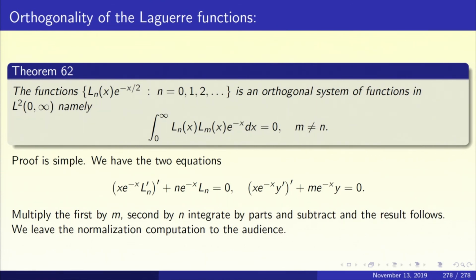Proof is again simple. Ln x satisfies which differential equation? (x e to the power minus x ln prime) prime plus n e to the power minus x ln equal to 0. Lm satisfies which differential equation? (x e to the power minus x lm prime) prime plus m e to the power minus x lm equal to 0. What next? Well, multiply the first by lm, multiply the second by ln. Integrate from 0 to infinity, integrate by parts, subtract, and you will get the orthogonality.